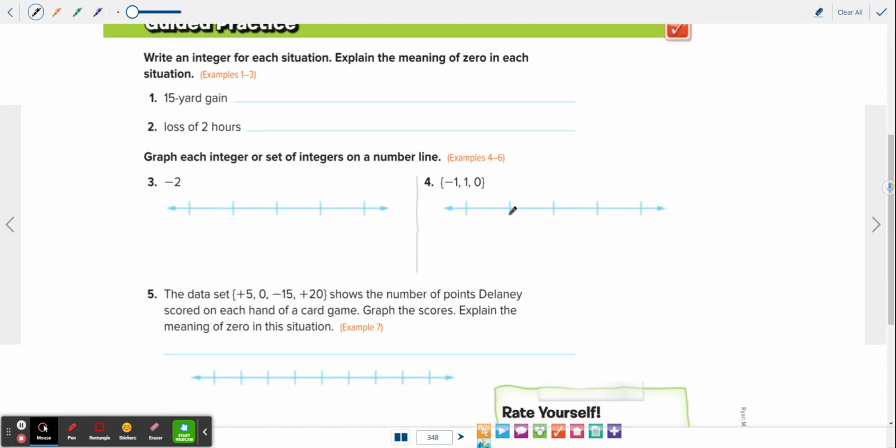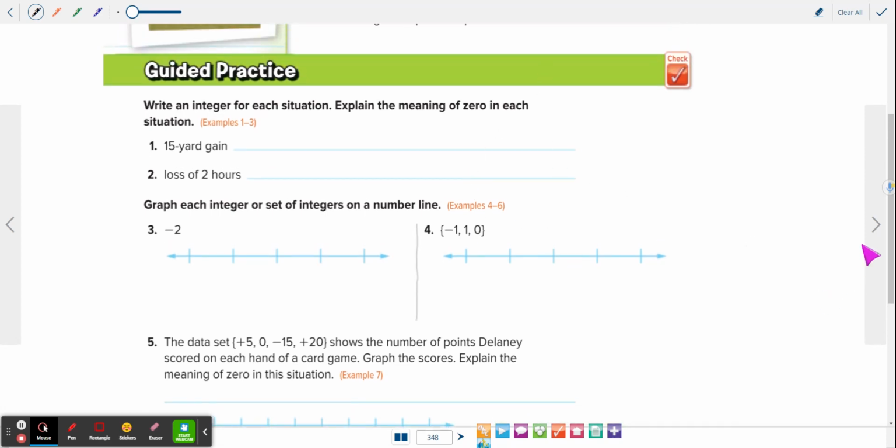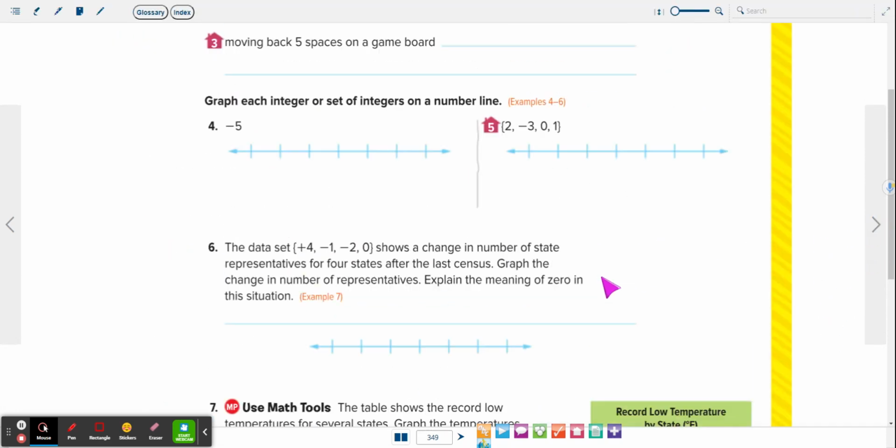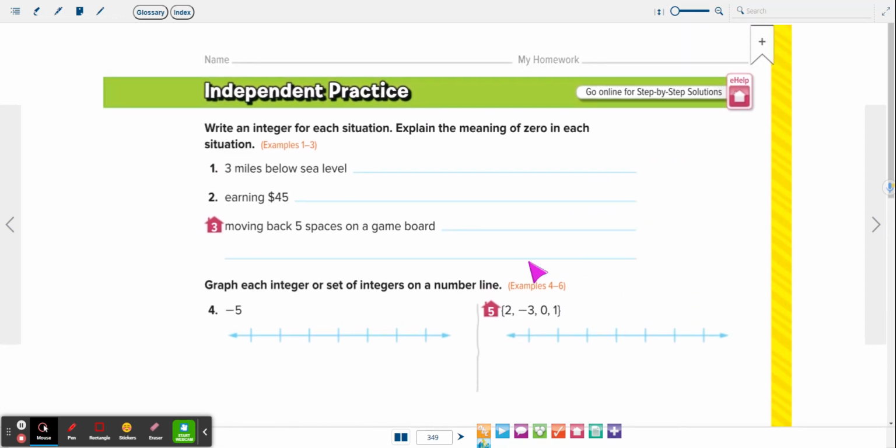All right, so write an integer for each situation and explain the meaning of 0. Oh, that's a guided practice, isn't it? Yeah, let's just skip over that. Don't worry about the meaning of 0. I'm not going to have you do that. So your homework is page 349. Explain the meaning of 0 in each situation. Don't worry about that. We're not going to be doing that. So just cross that out.